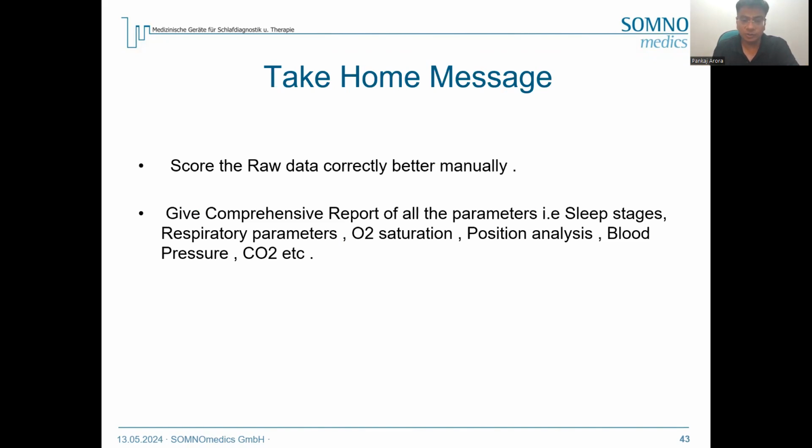You need to show the respiratory parameters and the oxygen saturation. Position analysis is important. Blood pressure analysis is important. The CO2 report, though I didn't show you, is also important. This is the comprehensive report you need to give to the patient in a simple way so that the patient can understand, or a clinician who has sent you the patient for a sleep study should be able to understand.